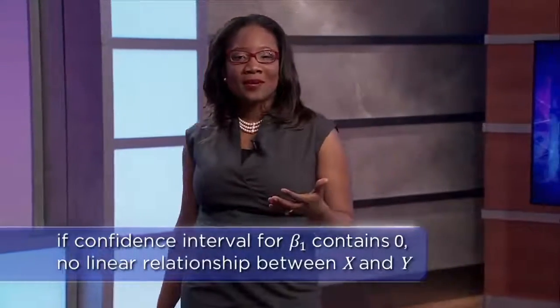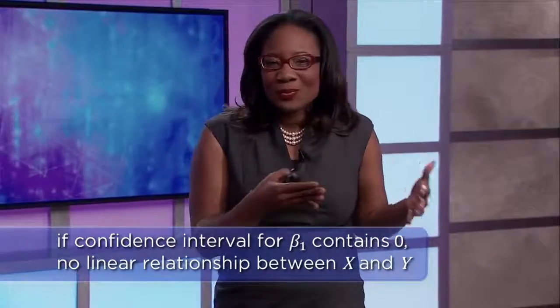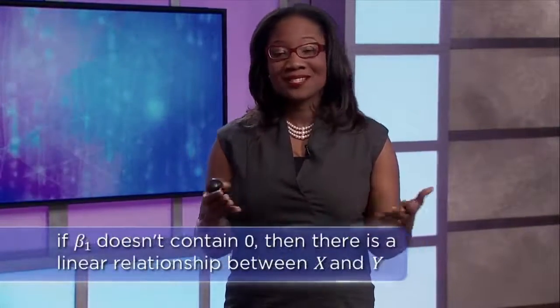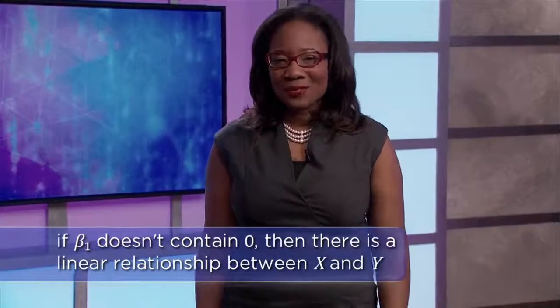Now, the confidence interval for beta 1, that's going to give us a range of values where the true unknown parameter is likely to reside. So that's the benefit of calculating a confidence interval. It's also going to answer the question of, is y related to x? So if our confidence interval for beta 1 actually contains 0, then that tells us that there's no linear relationship between x and y. Whereas if it doesn't contain 0, well, then that gives us evidence that there's a linear relationship between x and y.